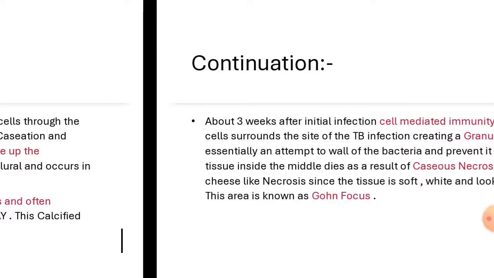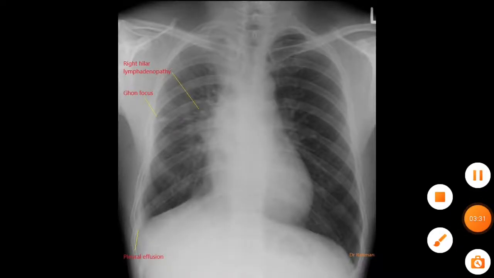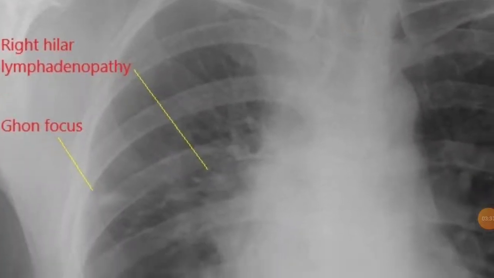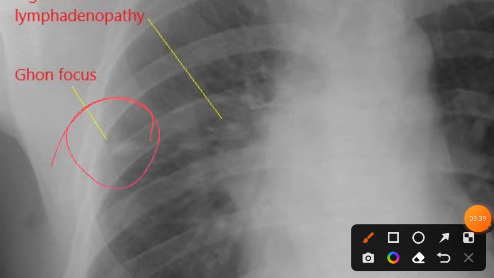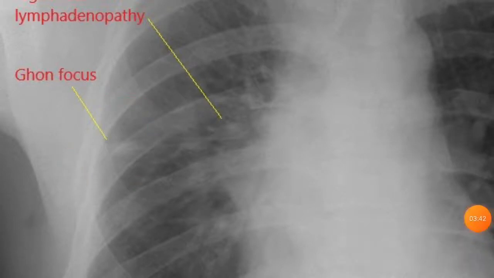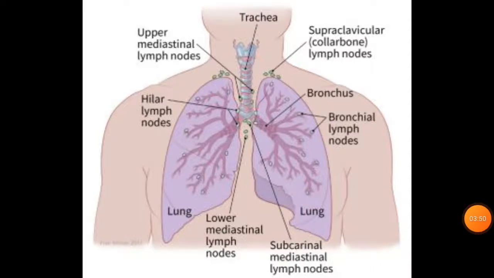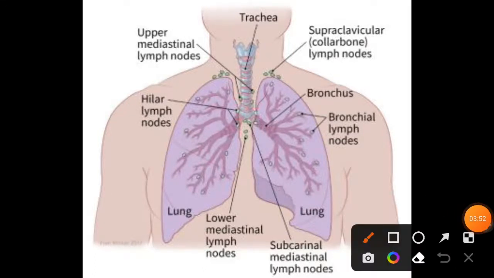So this is how the Ghon focus will look in a chest X-ray. Now let's move on. We have talked up to the Ghon focus. Now let's see what happens. We have discussed that primary TB infection occurs in the lower lobe. So this part is the lower lobe. From that lower lobe, the Ghon focus gets to the hilar lymph node.